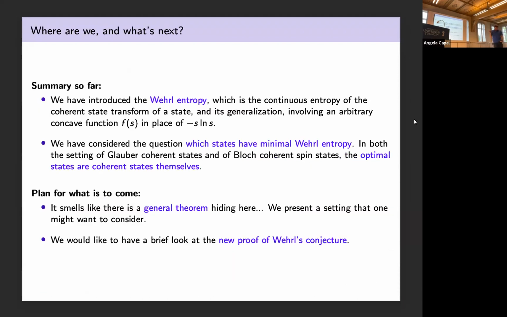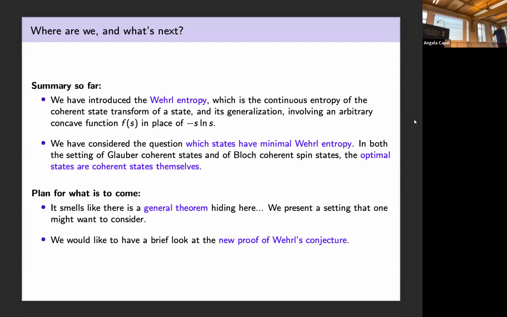So what have we done? Let me summarize the first part of this talk. We've seen two examples of coherent states, and we've used those to make a classical probability distribution out of a quantum state. We computed its entropy and we asked about the minimal entropy states. And in both cases, it turned out that it's the coherent states themselves that have the minimal entropy. Now when you hear this, obviously you think there must be something general.